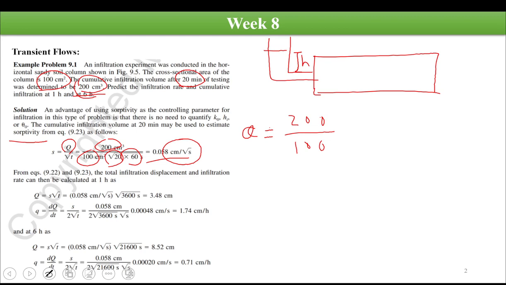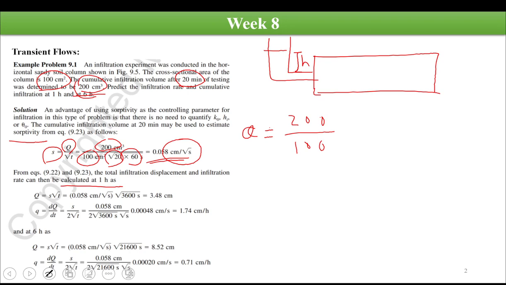Based on this concept that the S value is going to remain the same, that is 0.058, we can calculate the infiltration, that is the value of capital Q, at each particular time. It is asked to predict the infiltration at 1 hour and 6 hours, and the cumulative infiltration. So first we'll do it for 1 hour.